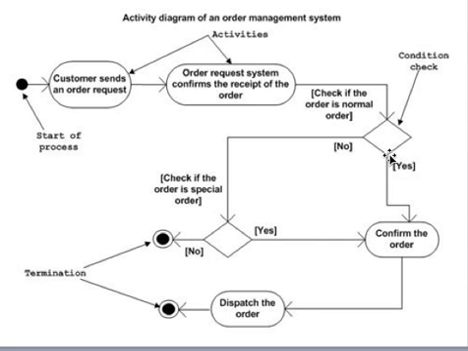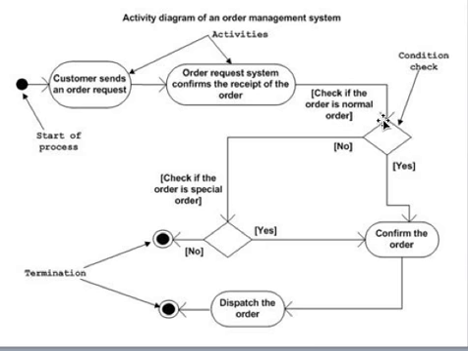So yes, let's say the order is normal. The next flow would then go into the activity of confirming the order. Once the order is confirmed, it flows out to dispatch the order. And at that point, the process ends. So very importantly, this little circle with the dot in the middle is how you show the termination of the process. You can have more than one of these terminal points, as you can see on this diagram.